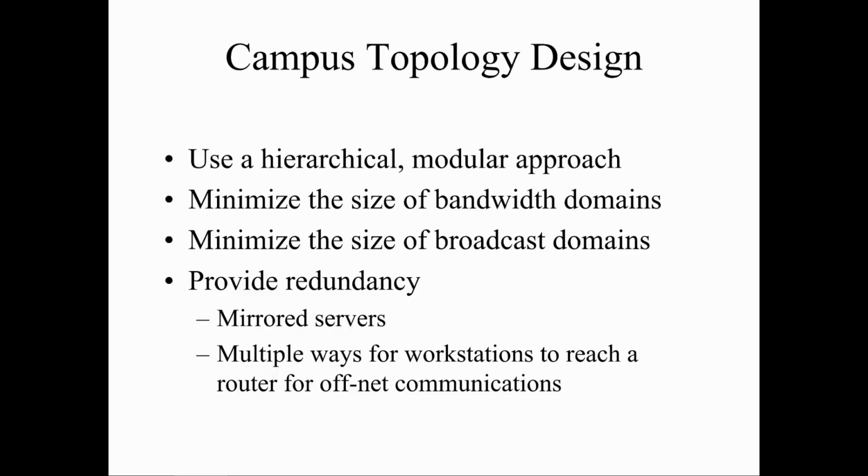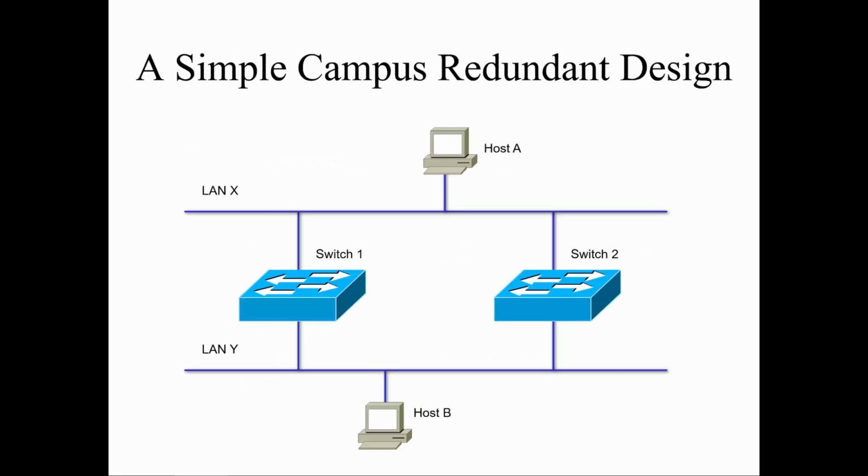Normally, we could be minimizing the size of bandwidth domains, minimizing the size of broadcast domains, provide redundancies, whether that's in the form of mirrored servers, whether that's in the form of multiple links or multiple pathways, many ways to take that. A simple campus redundant design could be that we have two switches and every PC gets two connections. So realistically, that's not going to happen.